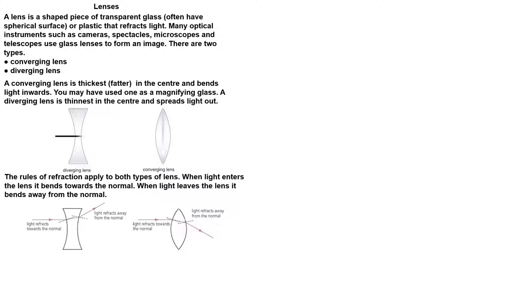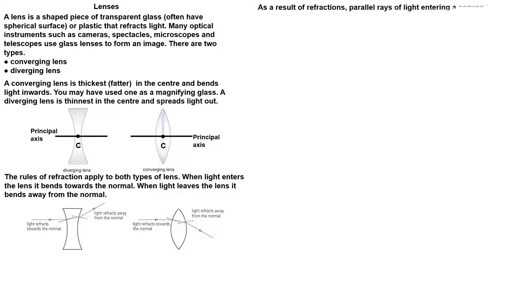The center of a lens is its optical center, C. The line through C at right angles to the lens is the principal axis. As a result of refractions, parallel rays of light entering a convex lens converge and meet at a point. This point is the principal focus of the lens.